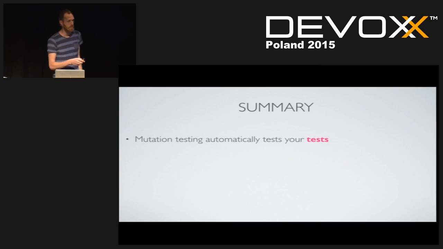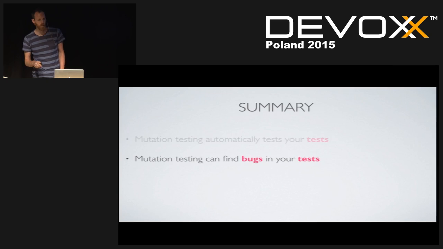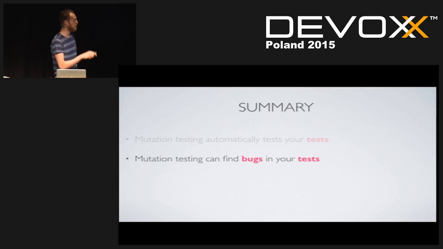Mutation testing. You test your tests. You don't test your code, you test your tests. It's the same as code coverage. You can find bugs in your tests, not in your code, in your tests.